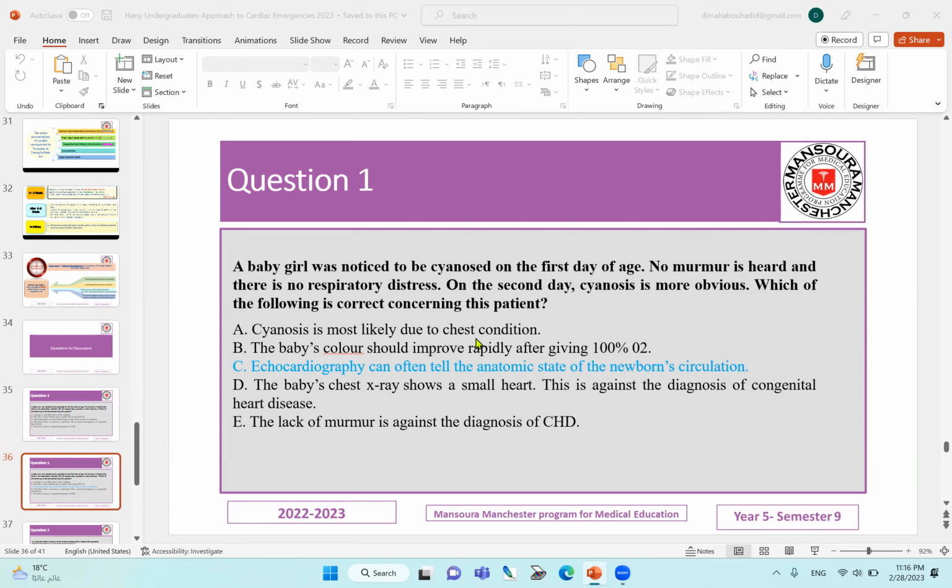Here, cyanosis is not due to a chest condition because there are no respiratory distress symptoms. The baby's color, if he has congenital cyanotic heart disease, will not improve after giving 100% oxygen. If the chest X-ray shows a small heart, this is not against the diagnosis of congenital heart disease, as the tetralogy of Fallot baby has a small heart. The lack of murmur being against the diagnosis is wrong, because in a cyanotic spell the murmur disappears.